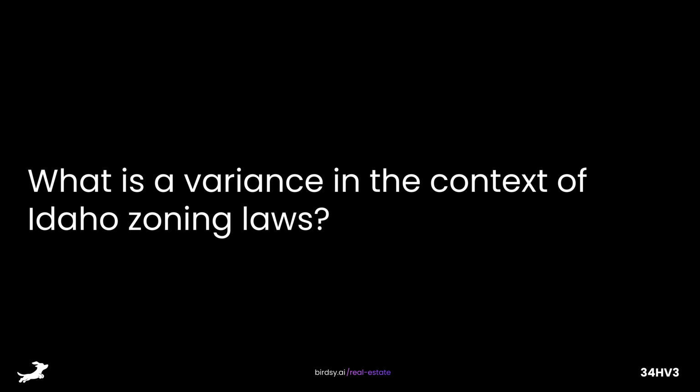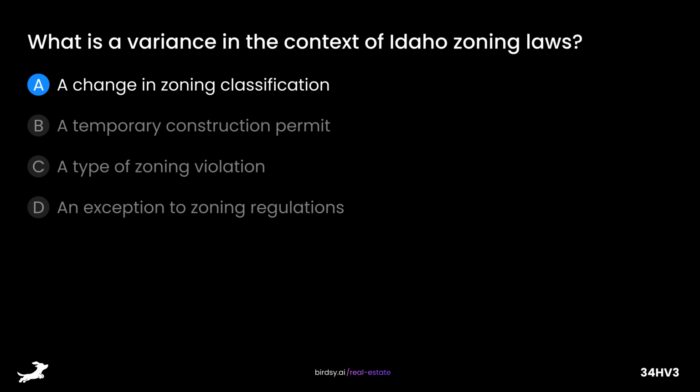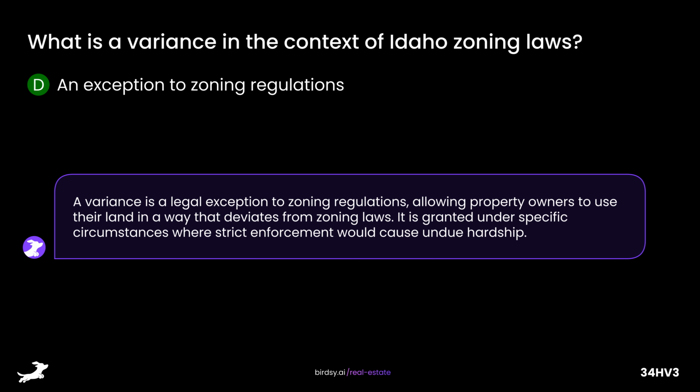What is a variance in the context of Idaho zoning laws? Is it A, a change in zoning classification, B, a temporary construction permit, C, a type of zoning violation, or D, an exception to zoning regulations? The answer is D, an exception to zoning regulations. A variance is a legal exception to zoning regulations, allowing property owners to use their land in a way that deviates from zoning laws. It is granted under specific circumstances where strict enforcement would cause undue hardship.